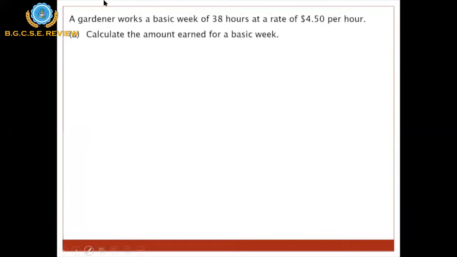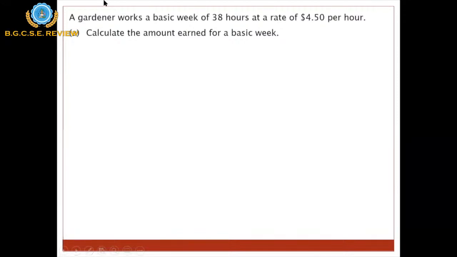So again, to recap what it says, we're told that a gardener works a basic week of 38 hours at a rate of $4.50 per hour. Calculate the amount earned for a basic week. Well, we know we're going to take the hours and multiply by the rate. So that would be 38 multiplied by $4.50. And once I multiply that, my answer would have been $171. All right, moving on.